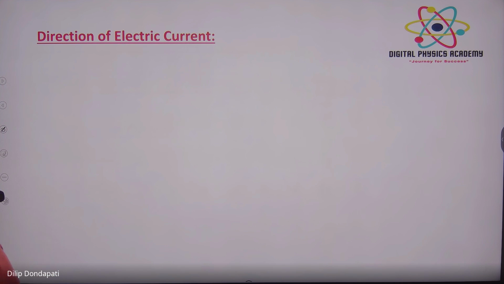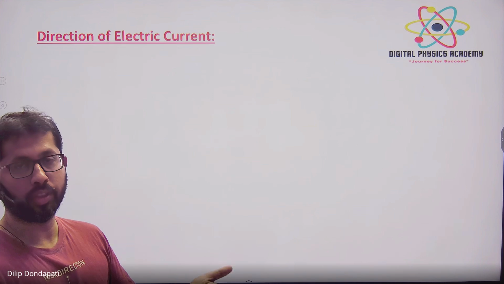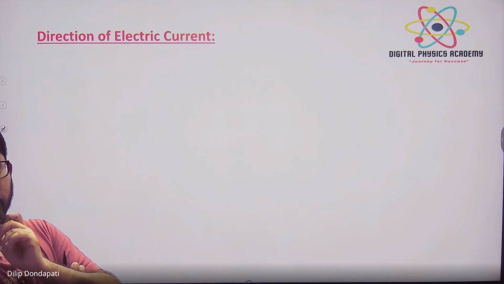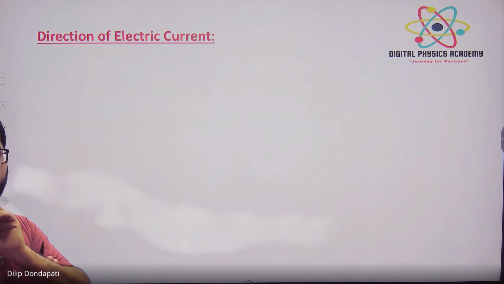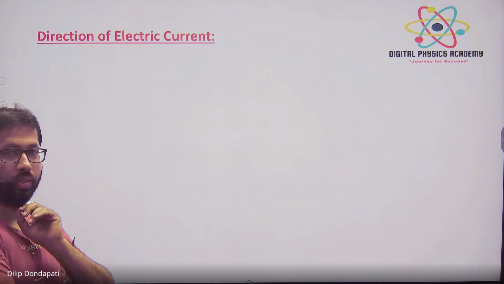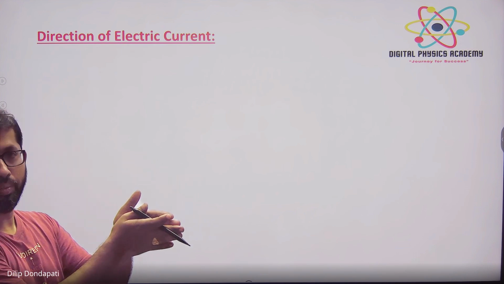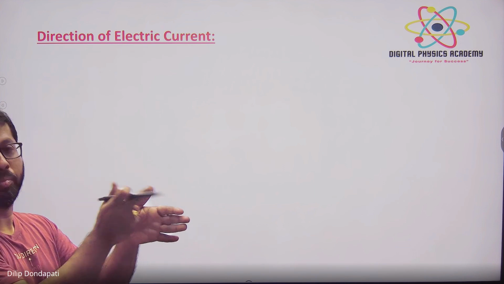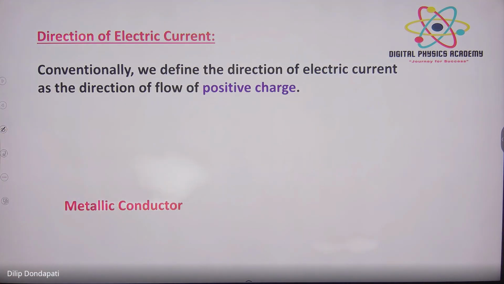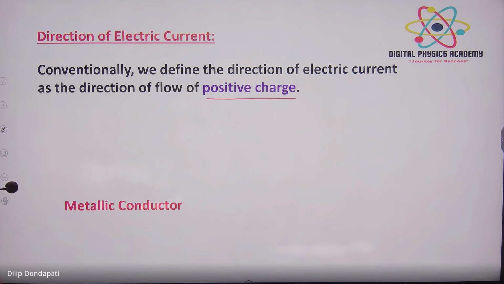Now the direction of electric current. Whether we take it in the direction of electrons or in the direction of protons, the positive charges, which direction will we take conventionally? We take the current direction opposite to that of electrons. Conventionally we define the direction of electric current as the direction of flow of positive charges. Whichever direction positive charges flow, the current will flow in the same direction.